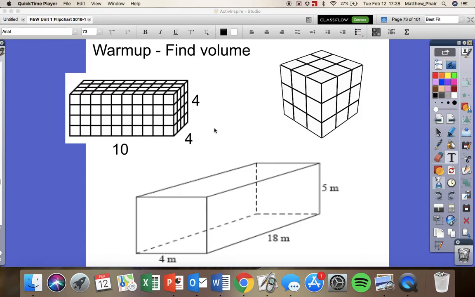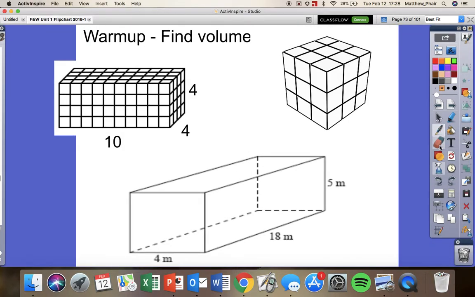For the warm-up, we've got 3 rectangular prisms. Pause the video, take a couple minutes, find the volume of each of these, and then go ahead and hit start again on the video as you see me solving them. Remember, to find volume, we go length times width times height.